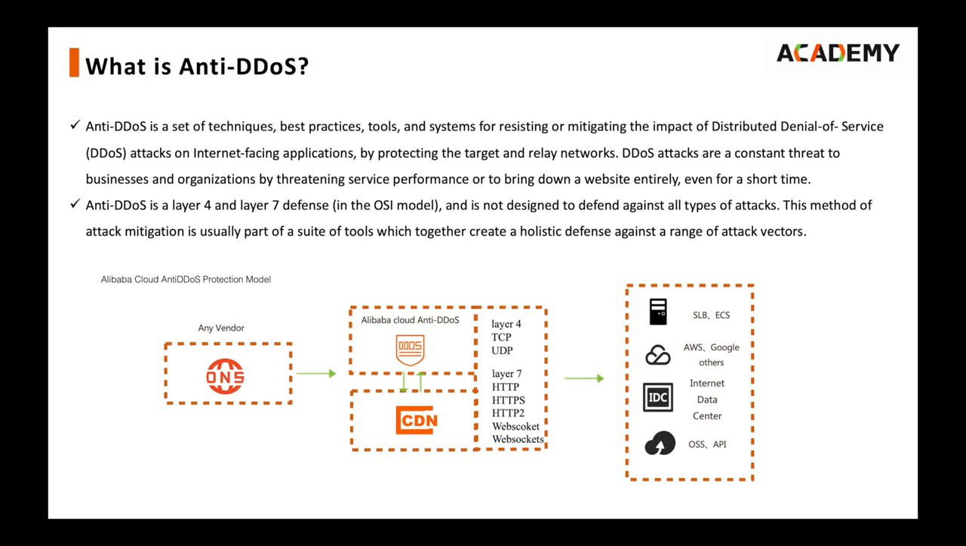And of course, the backend origin site doesn't actually need to be on Alibaba Cloud. It could be on AWS or Google or another provider. It just needs to have a public network interface.